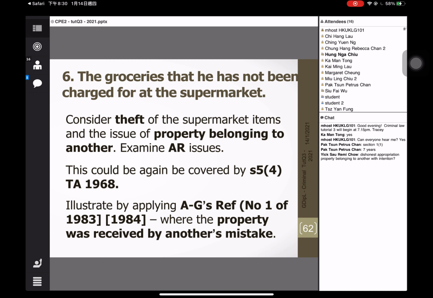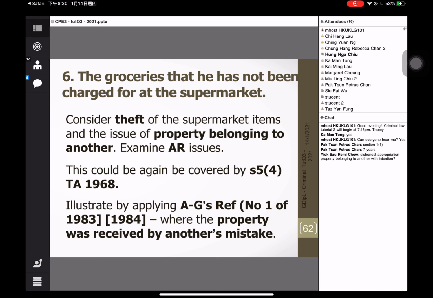Okay, the last sub-scenario is where the groceries haven't been charged for by the supermarket. So here we have theft of those supermarket items that were not paid for. Should Oliver be liable for that? First of all, is there actus reus? Is there an assumption of a right of an owner, for example, possession? Is he in possession of the groceries? Yes, he is. The groceries are property. Do they belong to another? Yes, they belong to the store.